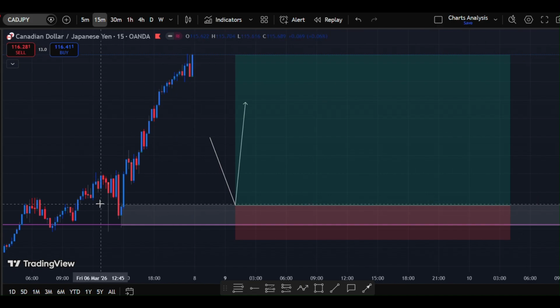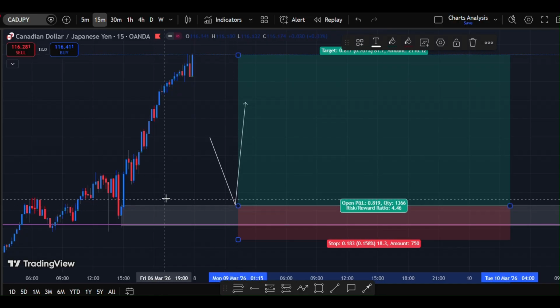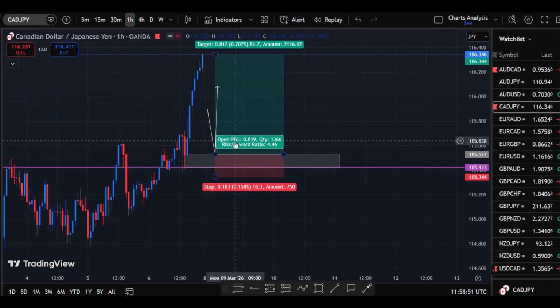So I marked my zone from the last candle of the big push with imbalances, and now I'm expecting the price to come down here, fill those imbalances, and test the supply zone in order for me to enter this trade. Then I'll be looking for a confirmation candle, like an engulfing, in order for me to enter this trade. My target for this pair is the previous high.